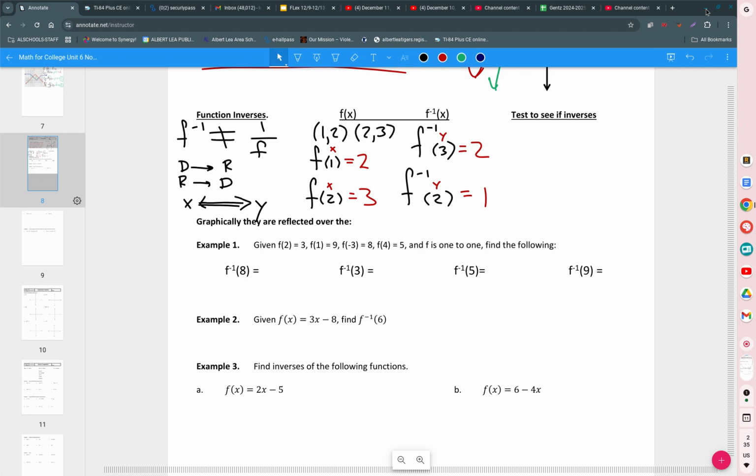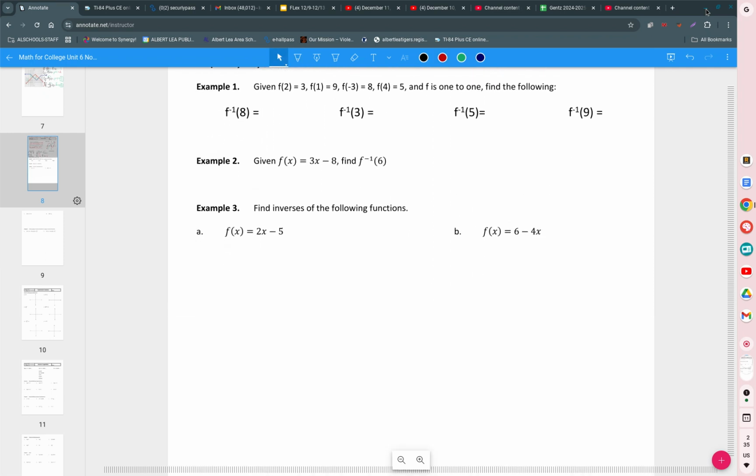So let's see some of the problems that you could get in your assignment as well as on your test. It says if f of 2 is 3, f of 1 is 9, f of -3 is 8, and f of 4 is 5, and it's a one-to-one function, I need to find these. F inverse of 8. That means that there's a y value of 8. If I look up here, if there's a y value of 8, that would be right here. That means that the x value would be -3.